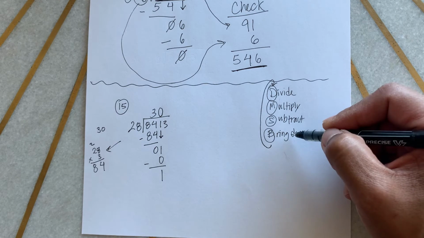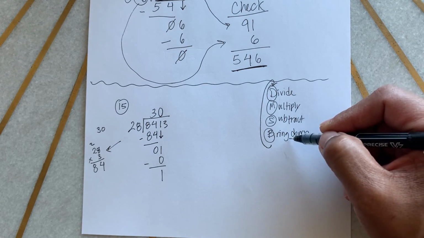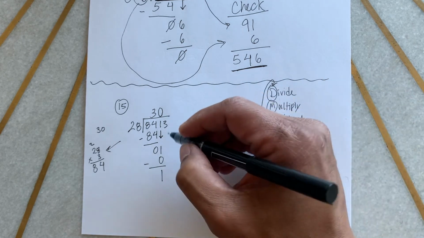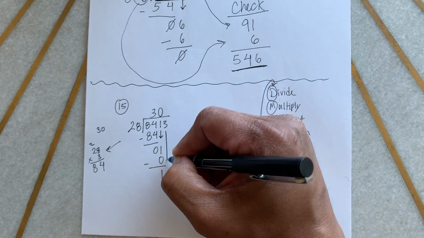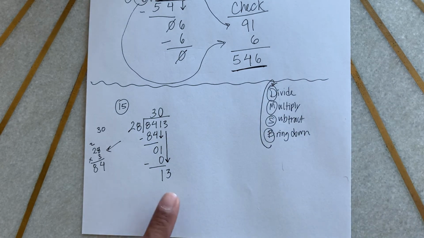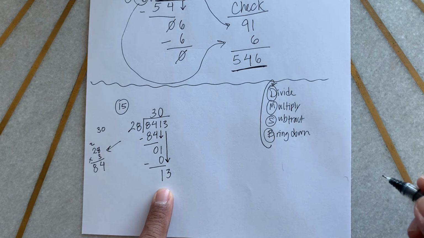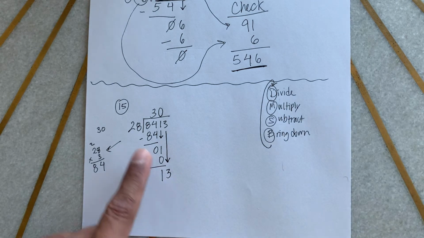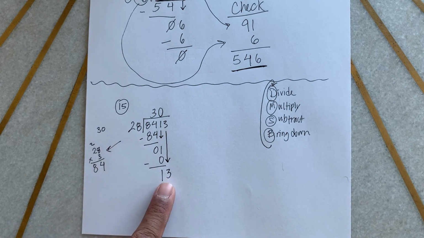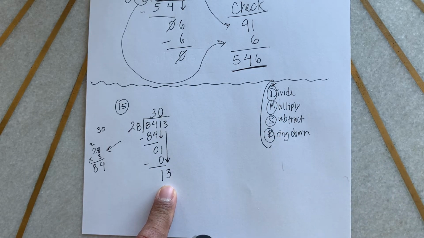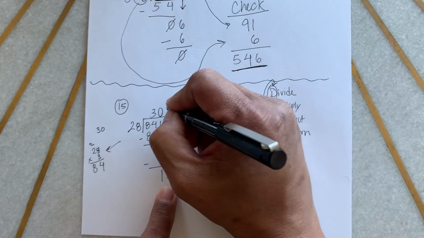Okay, now I'm back to bring it down again. And you can see that there is one more number left that has not been brought down, which is the 3. So I'm going to bring it all the way down here. So now we're left with 13. Again, our cycle starts again. We're going to divide. How many times does 28 go into 13? Again, 28 is much larger than 13, so it doesn't go in any times. It's 0. It goes in 0 times. So again, I'm going to write a 0 up here.